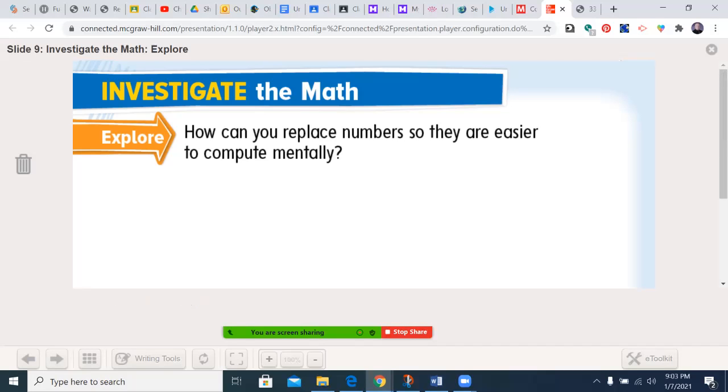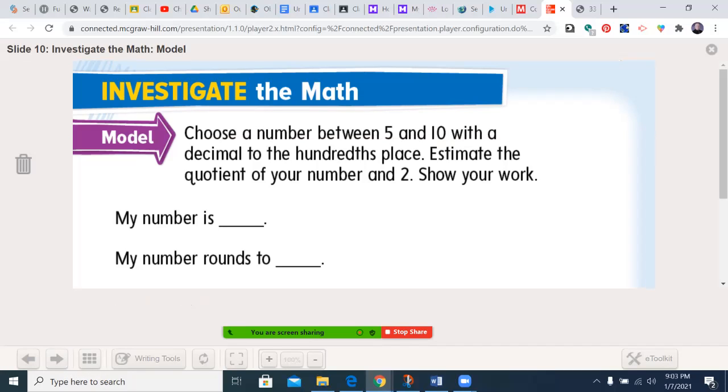Investigating the math. This part is not in your text, so please just follow along visually. How can you replace numbers so they are easier to compute mentally? This is not specific to division. It can be applied in multiplication, adding or subtracting, because we can round or use compatible numbers. Choose a number between 5 and 10 with a decimal to the hundredths place. Estimate the quotient of your number and 2. Show your work.